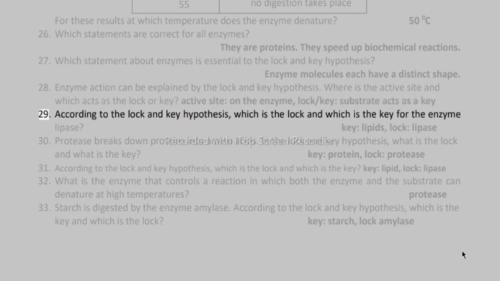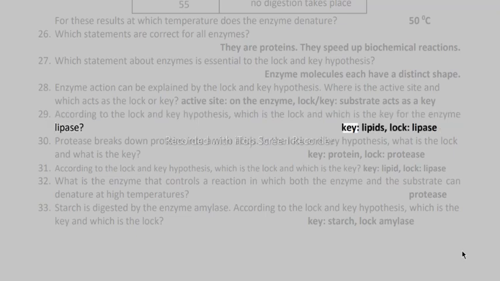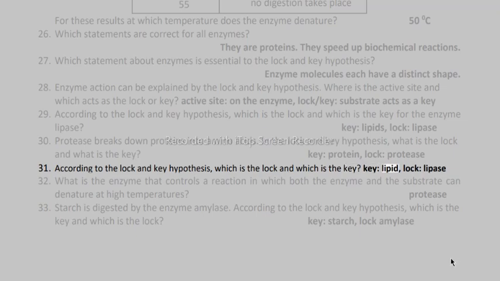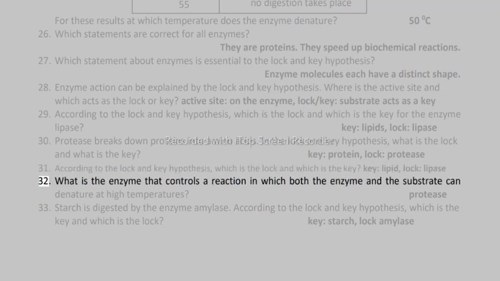29. According to the lock and key hypothesis, which is the lock and which is the key for the enzyme lipase? Key, lipids; lock, lipase. 30. Protease breaks down proteins into amino acids. In the lock and key hypothesis, what is the lock and what is the key? Key, protein; lock, protease. 31. According to the lock and key hypothesis, which is the lock and which is the key? Key, lipid; lock, lipase.